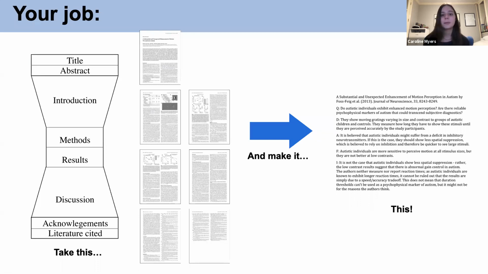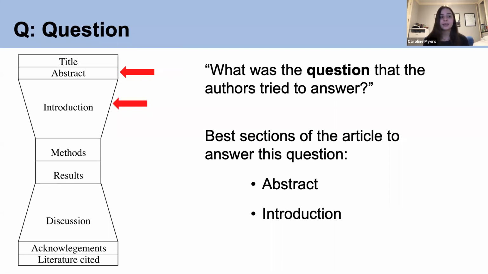So let's zoom in a little bit and talk about what the QDAFI actually means in practice, right? What do these sections mean? What should you be including? What does a good QDAFI look like? So the first section of the QDAFI is the Q. This stands for question. This is essentially the question that the authors were trying to answer.